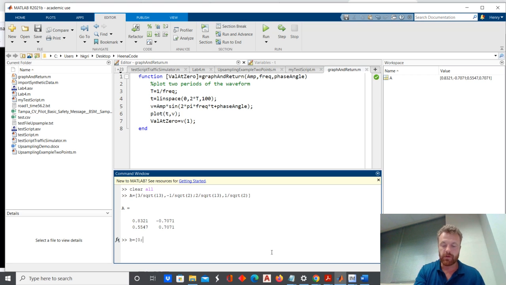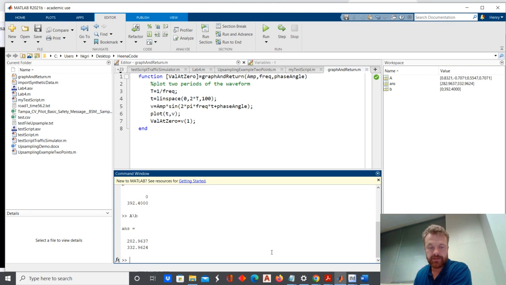I'll define my constant vector. First row is 0. Second row is the mass times the acceleration due to gravity. So 40 times 9.81. Looks like that. And the way you solve simultaneous equations in MATLAB is just by that special kind of division. So you don't have to worry about that.